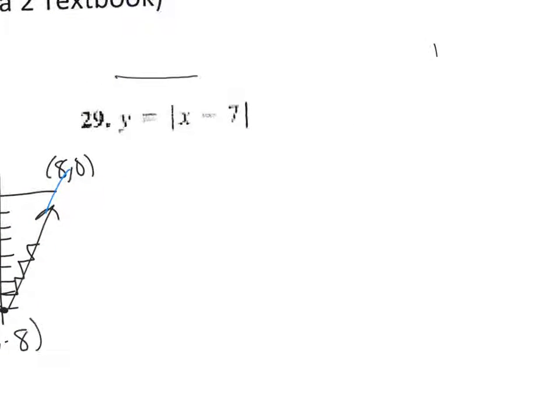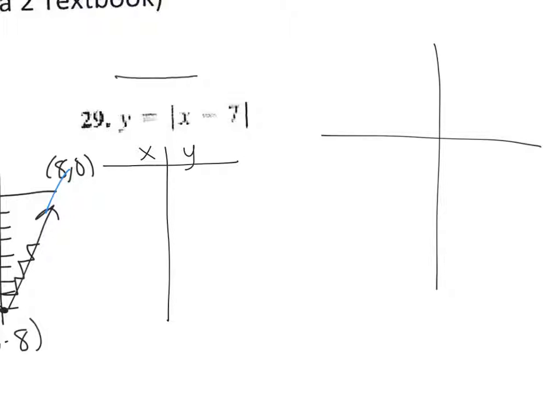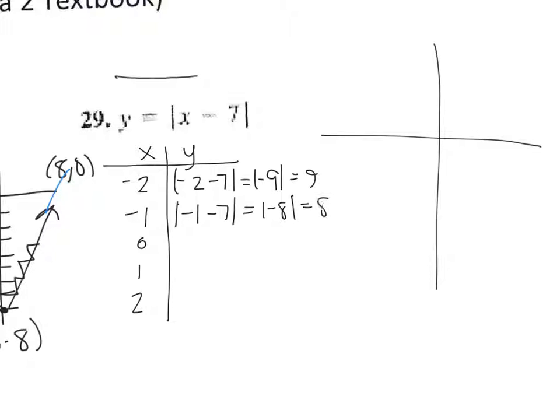So contrast that with this one. This time, the constant is on the inside of the absolute value. To determine how that changes, you can make a table if you're not sure. So x, y, plug in -2, -1, 0, 1, 2. So -2 minus 7, absolute value of -9 is 9. -1 minus 7, absolute value of -8 is 8.